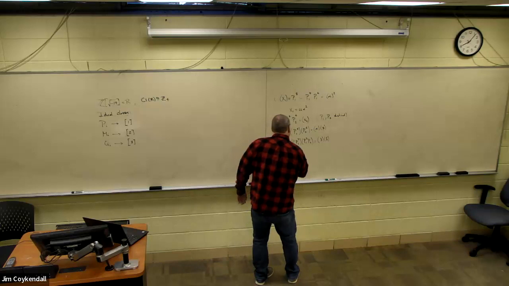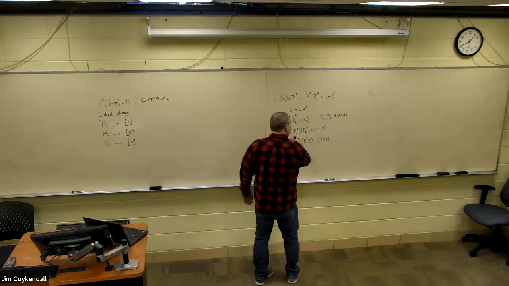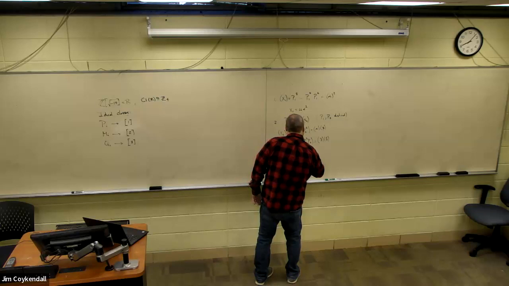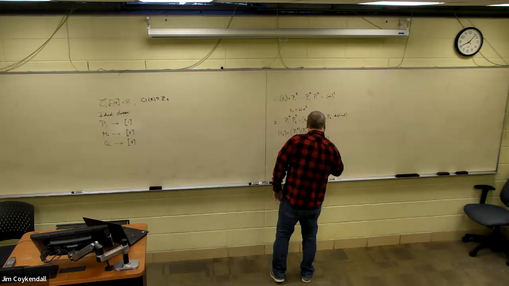What else could we do? Let's see, what else we got here? We've got 4 and 0. We've got 1 and 3. I guess we can go 2 and 2. So I guess this is whatever that thing is, squared.